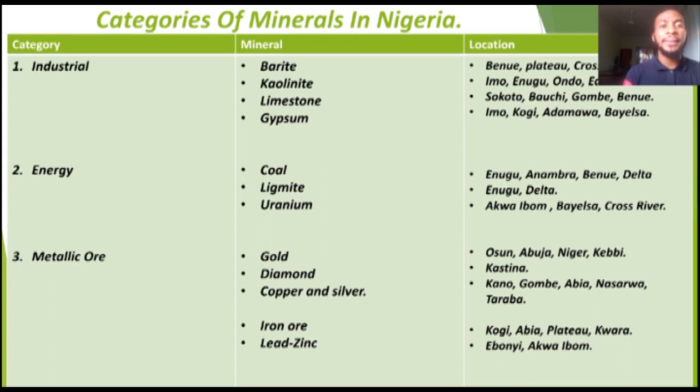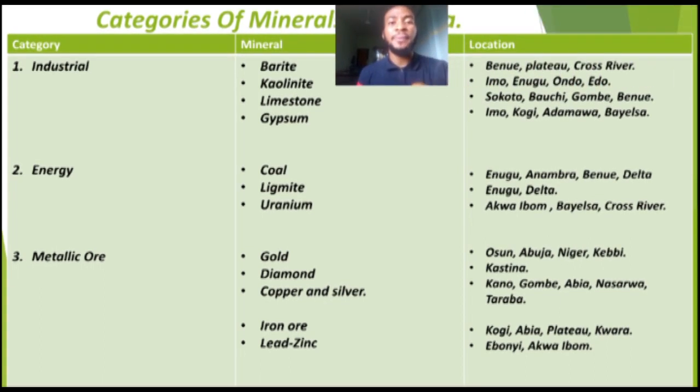And the next one is categories of minerals in Nigeria. You have the mineral, the industry it belongs to, and the place you can locate it in Nigeria. Number one, the industrial. Industrial has barite. Barite, you can get it in Benue State, Plateau State, Cross River State. Kaolinite, you can get it in Imo, Enugu, Ondo, Edo State. Limestone, Sokoto, Bauchi, Gombe, Benue. Gypsum, Imo, Kogi, Adamawa, Bayelsa.